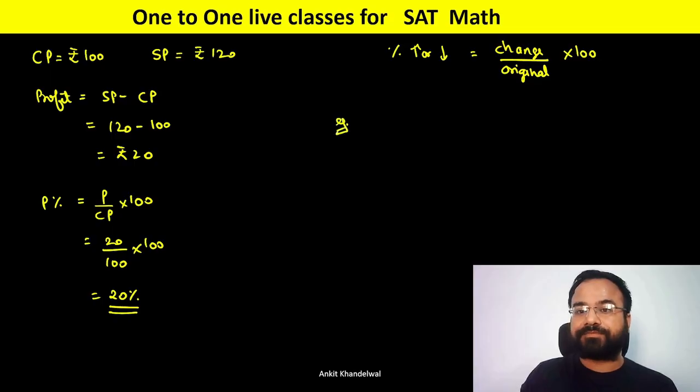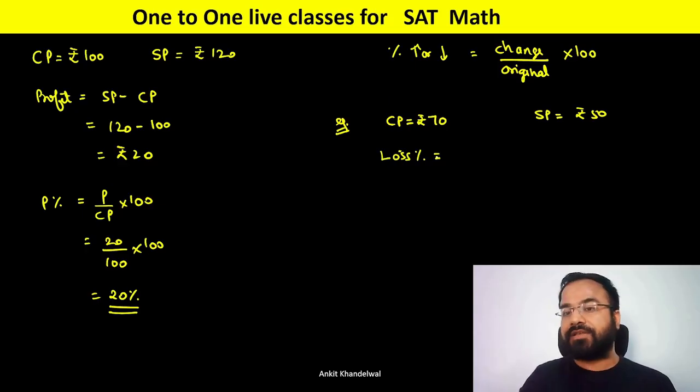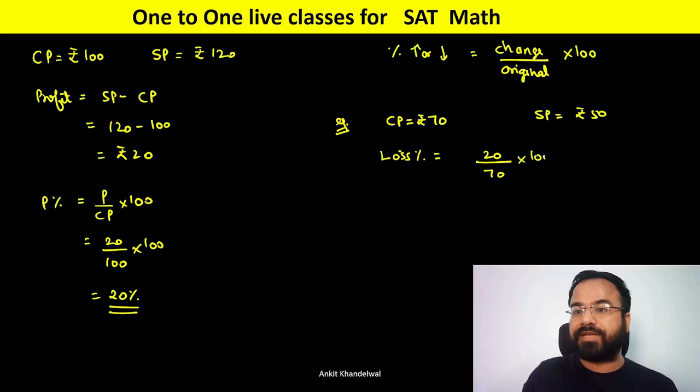For example, if the cost price of an article is, let's say, 70 rupees and we are selling that article for, let's say, 50 rupees only. In this case you can see there is a loss, right? So we want to find the loss percent. Loss percent is the percentage decrease from cost price to selling price. So what is the change from cost price to selling price? 20 rupees. And with respect to what? With respect to cost price, because this is the initial value. So 20 divided by 70 times 100, which is 200 by 7%. That is how we can calculate the loss percentage.